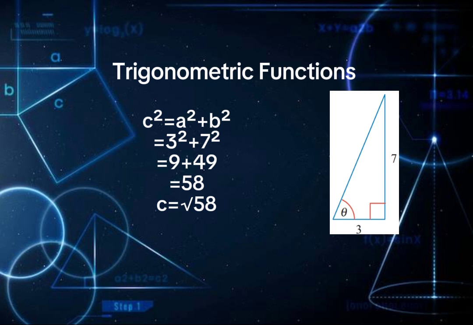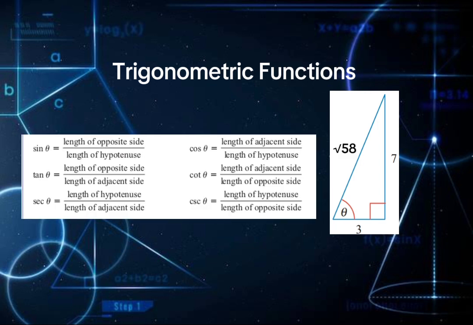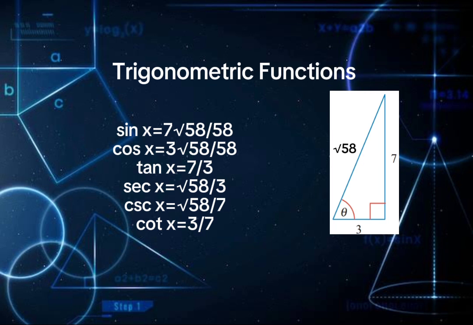And now that the sides of the triangle are complete, we can now identify all the 6 trigonometric functions using this formula. By using that formula, you should be able to get this answer. Now you have identified all the 6 trigonometric functions.